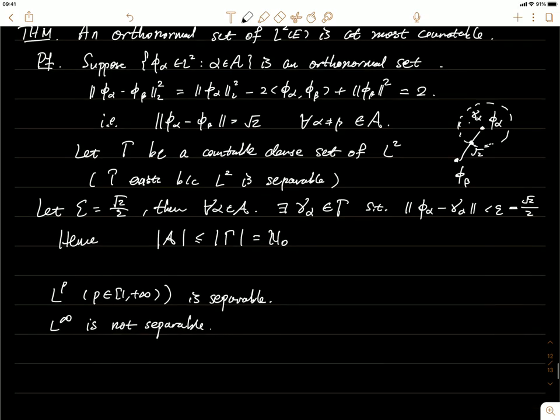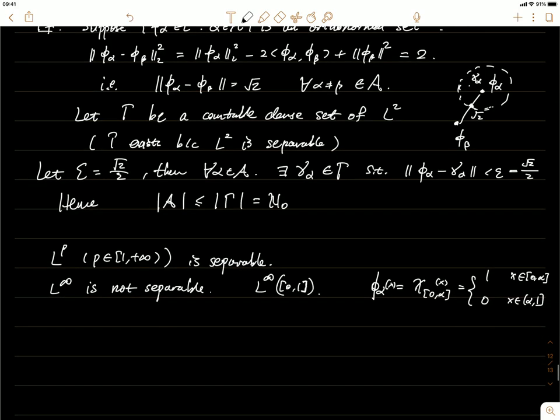For example, let's just look at a simple case, L infinity of 0, 1. You know that L infinity space means that the essential supremum is a finite number, right? So let's consider a family of functions in L infinity. Say I have this kind of functions. I call them phi alpha, where alpha is between 0 and 1. So I define this phi alpha to be the characteristic function of 0 to alpha. And this means that this function is going to take the value 1 if x is between 0 and alpha, and it takes the value 0 if x is between alpha and 1.